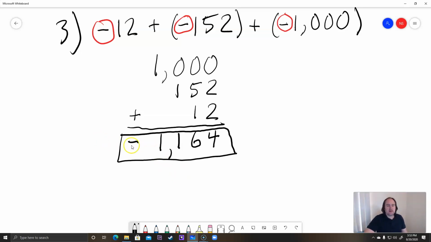Okay, and make sure you pay attention to the minus. If you forget to write in the minus and then you don't type it into MyMathLab, it will actually mark you wrong. So it is important whether you have a minus or a plus in your answer.